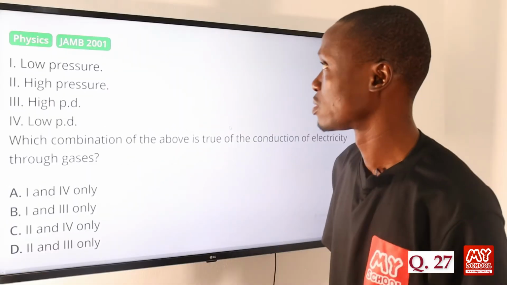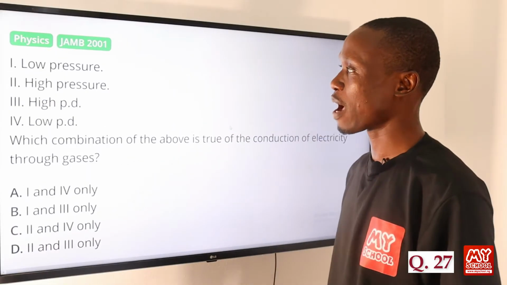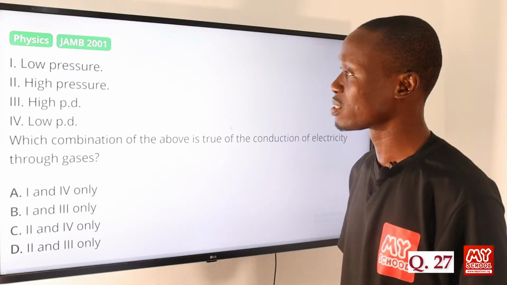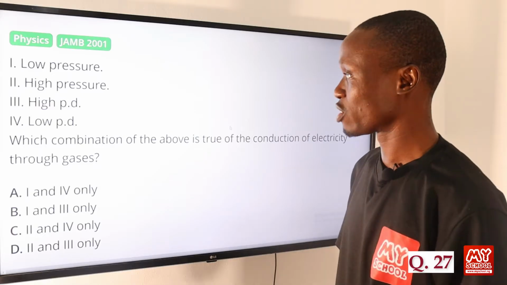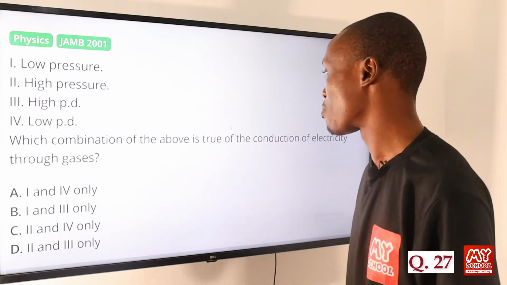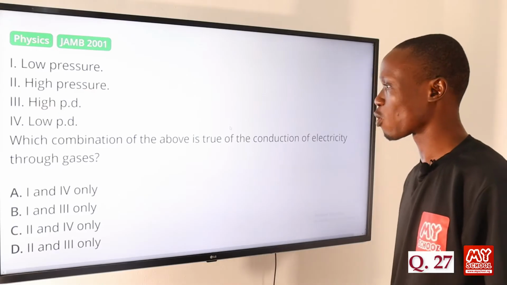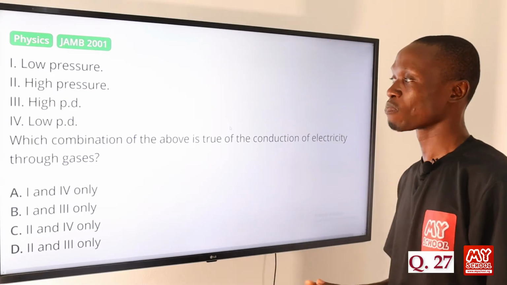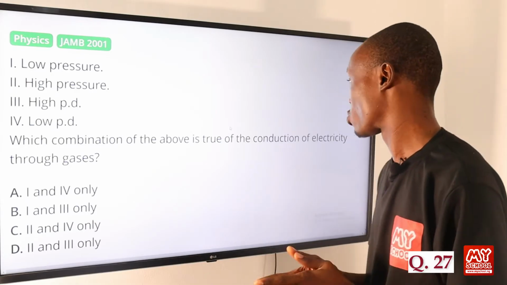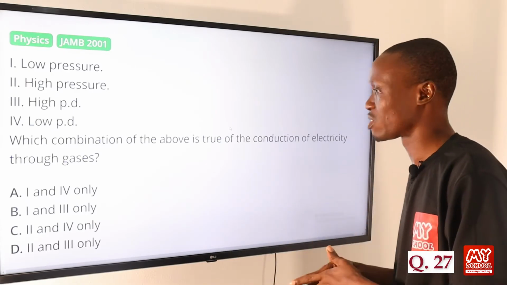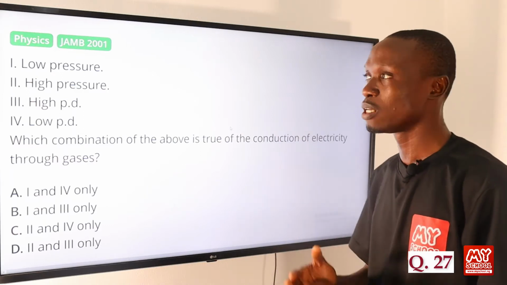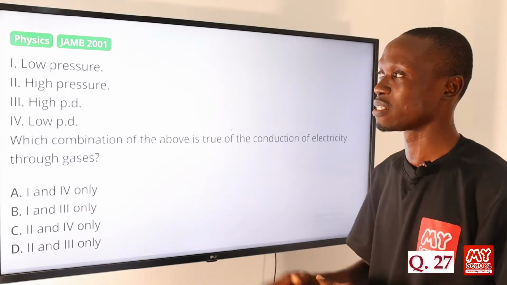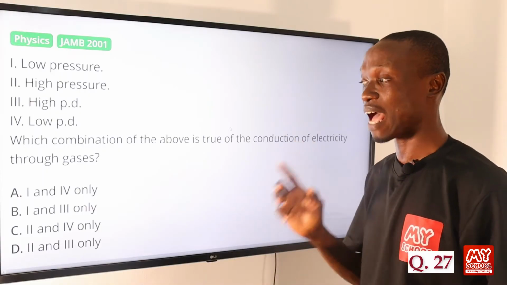Question 27. I, low pressure, II, high pressure, III, high potential difference, IV, low potential difference. Which combination of the above is true of the conduction of electricity through gases? The combination of the above that is true for the conduction of electricity through gases is actually low pressure and high potential difference. That is I and III.